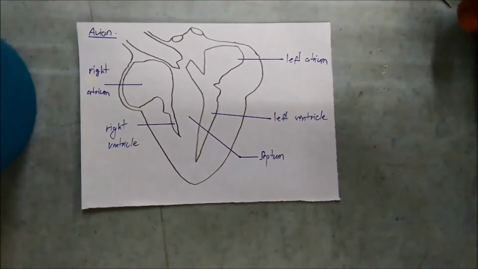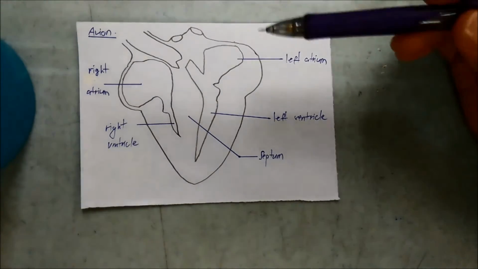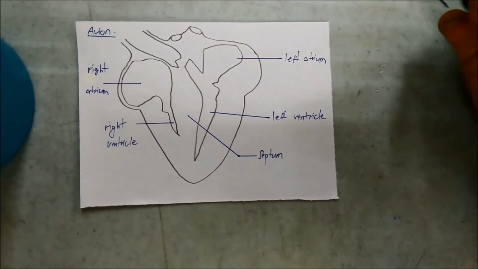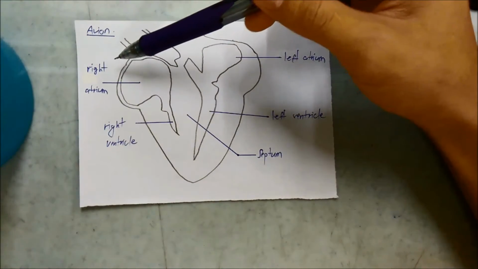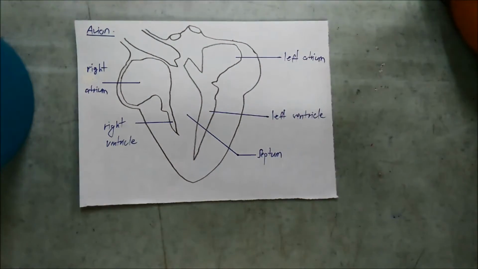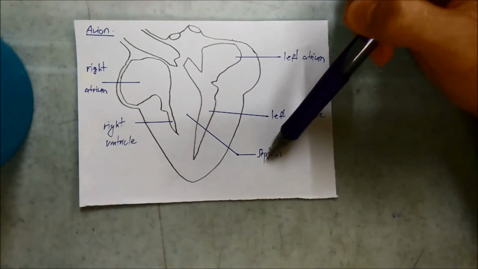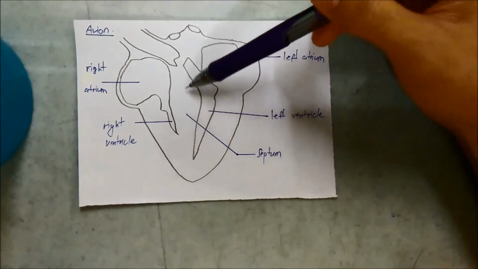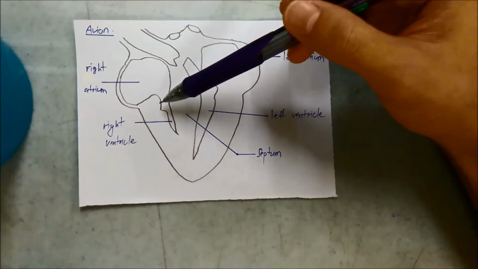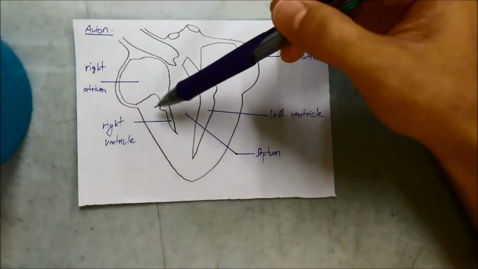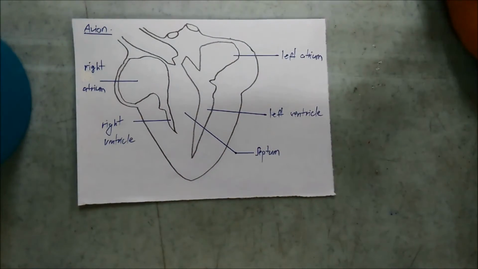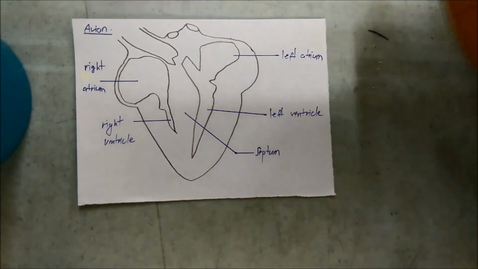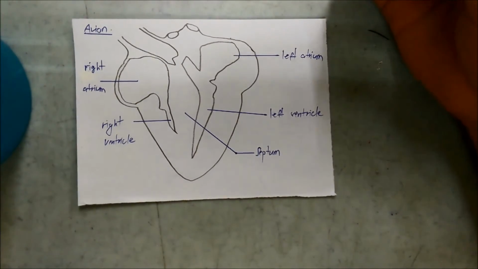While moving to avian, this is a 2D diagram of the avian heart. Avian means birds. As usual, the atria is separated into the right and the left atrium. But if you notice, the septum here completely separates the ventricle into two chambers, resulting in the right ventricle and the left ventricle. Therefore, starting from the avian, the heart has four chambers.